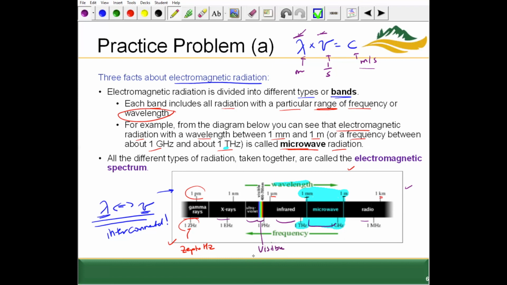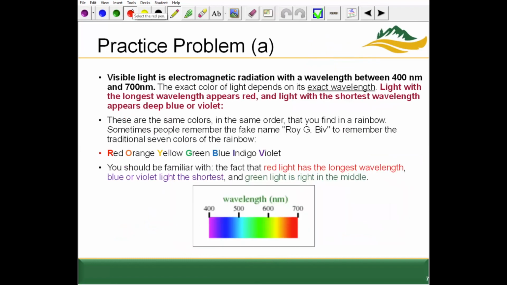So this is the only range out of all of this radiation that we can actually see with the naked eye. From a human's eye, we can't see anything beyond here. We can't see anything beyond here. We can only see this small range of radiation. So let's focus in on the visible wavelengths for a second. Visible light is unique because we can actually see it with the naked eye.